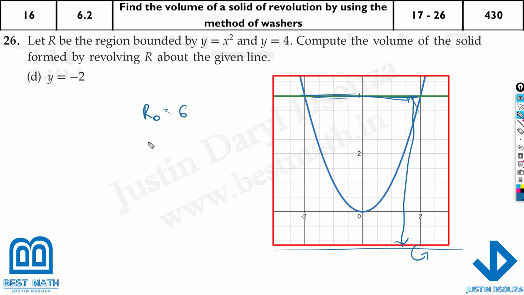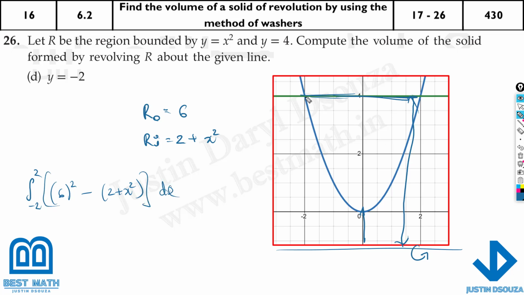What about the inner radius? Inner radius, see, from here to here, it's all flat. 2 plus, what is that? X squared. That's it. So your answer must be minus 2 to 2. It'll be outer radius is 6 squared minus 2 plus x squared, and that's it.